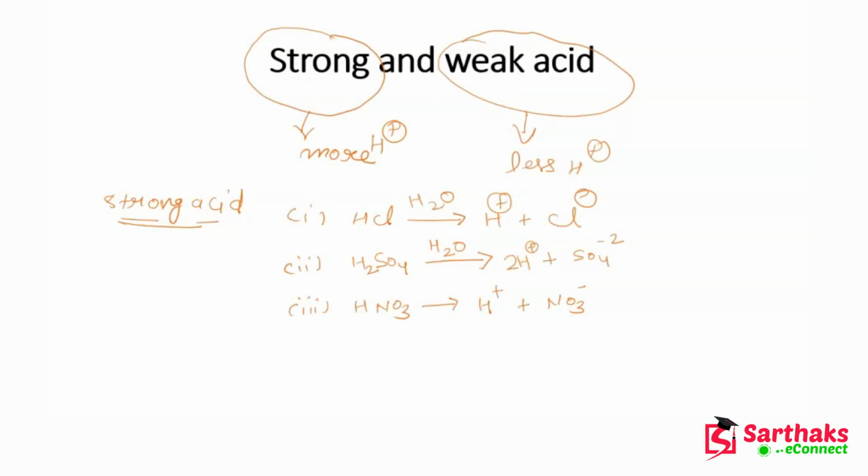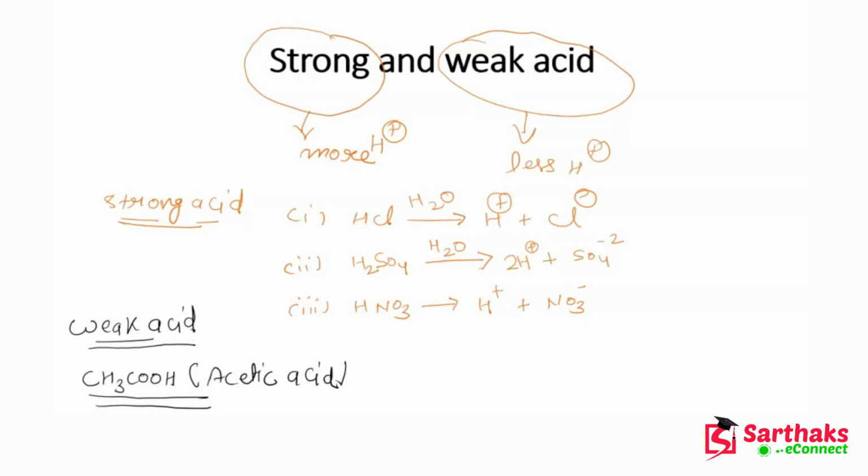Now guys, on the other hand, there are some weak acids as well. I told you that weak acids, after dissolving in water, will give less H+ ion. These are some examples of weak acid, like acetic acid. Acetic acid is CH3COOH. This is a weak acid.